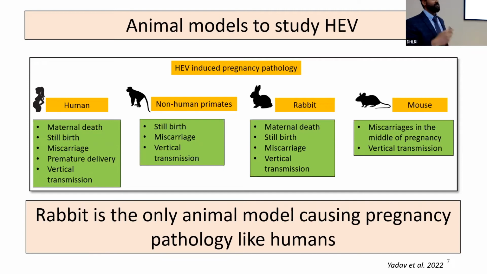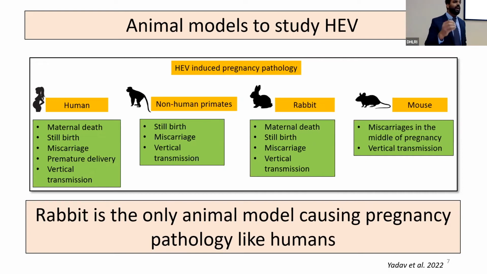Why am I focusing on this? Because a model can only be used when it almost recapitulates everything that happens in humans. Out of this, you can see non-human primates, even though almost similar, do not cause maternal death. In the mouse, miscarriage can be seen, vertical transmission can be seen, but no maternal death. So recently, around 2017, they found there is a strain of hepatitis E virus, called the rabbit strain of hepatitis E virus, which was shown to produce maternal death.